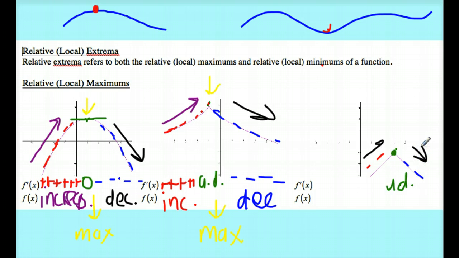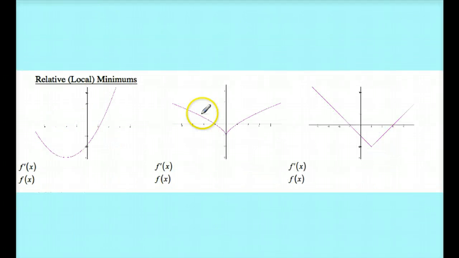And so if I were to take a look at this side right here, it has positive slope, which means it's increasing. This side right here has a negative slope, which means it's decreasing. And that means at this point, I have to have a maximum value. Good. So let's go ahead and take a look at the other side of this, which would be a minimum.